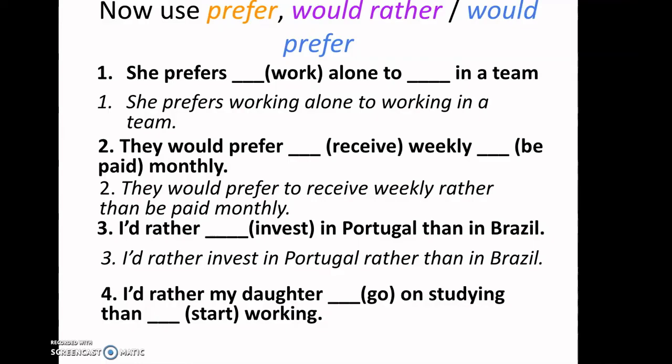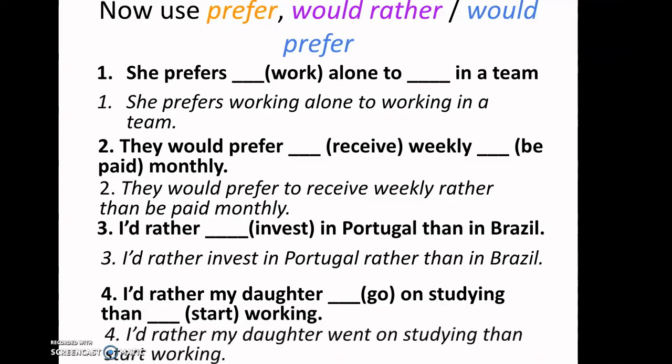And number four is slightly different, okay, this is something that has to do with the preference for a different person, okay. This is something that you should have studied in the lesson, okay. And then remember, when we have different subjects, I and my daughter, we need to use I would rather my daughter went, okay. We use the past simple tense when we have a different subject. Since we have subject I and subject my daughter, and they are different, that's why we are using the past simple.